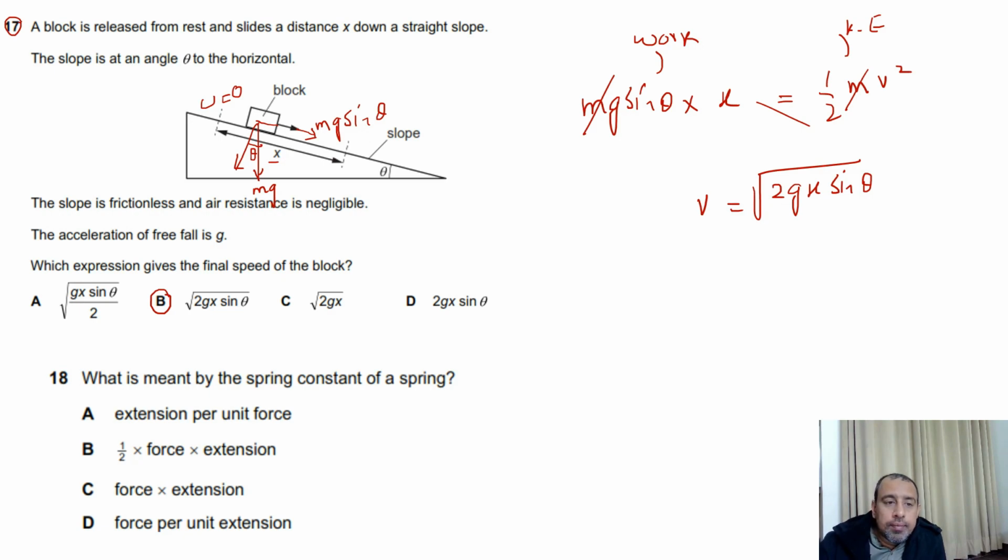Here, what is meant by the spring constant of the spring? So you know that F is equal to kE, then K is equal to F over E, force divided by the extension. K is force per unit extension. Option D is the correct answer.